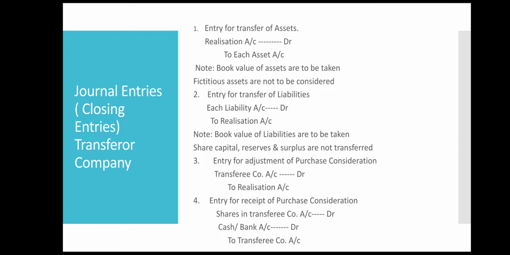And the transferee company, that is the company who is purchasing the business, its account has to be credited because they are paying the amount of purchase consideration; they are the giver. So the entry is for receiving purchase consideration. In what form the purchase consideration is paid, that has to be taken. Suppose the purchase consideration is paid only in the form of shares, then we have to pass the entry only for shares. Cash or bank will not be taken. I hope you have understood.